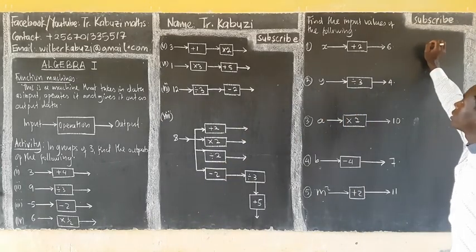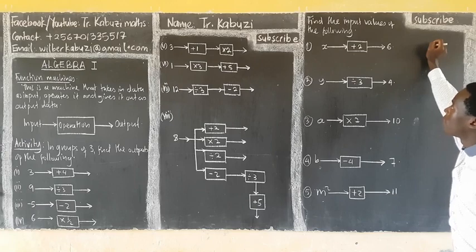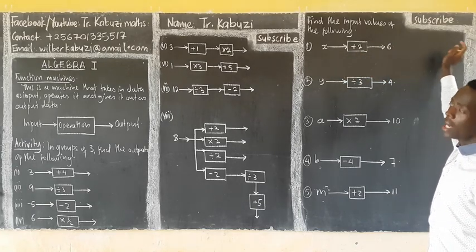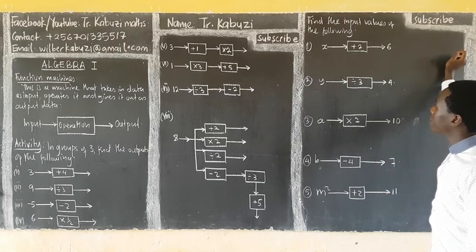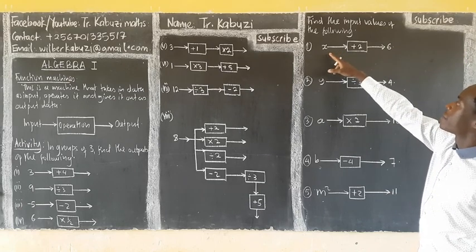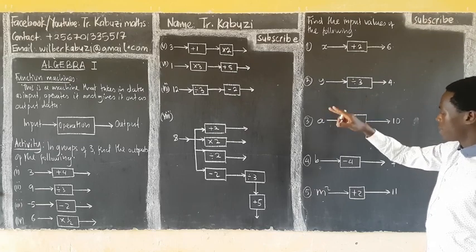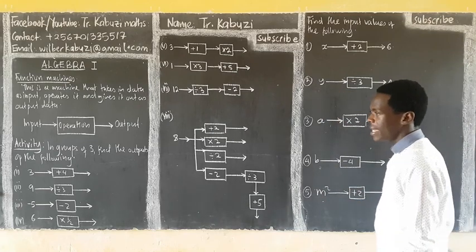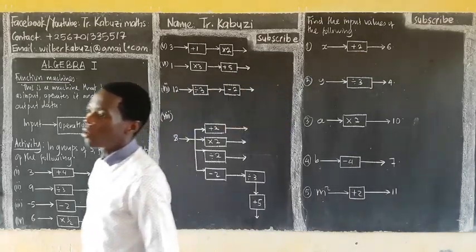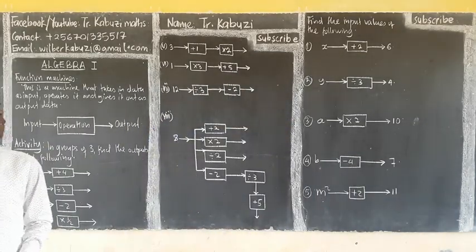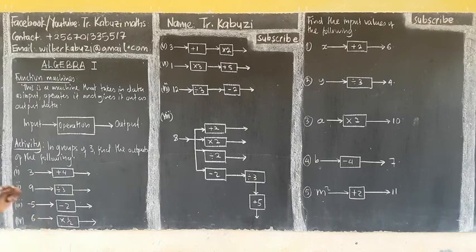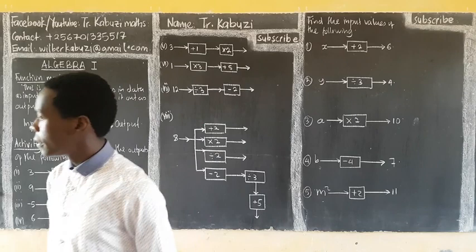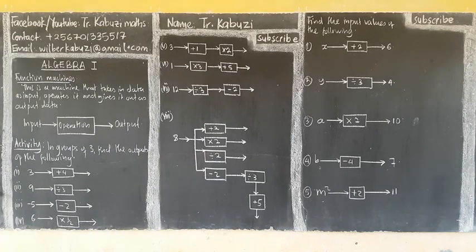Then in this C1, find the input values of the following. So they are telling me that they are inputting x, they add 2, and they get 6. They want you to get x, and to get this figure, this one, this one, and then this one. Can you try that in your groups? In groups of 3. You have 10 minutes for that.